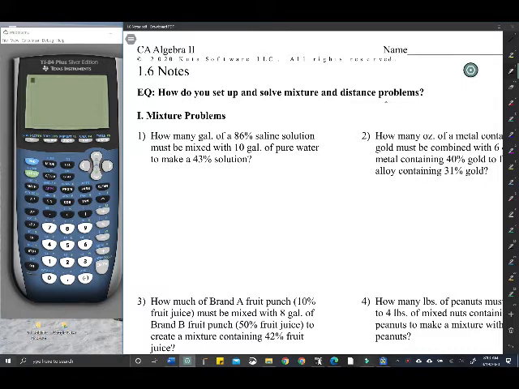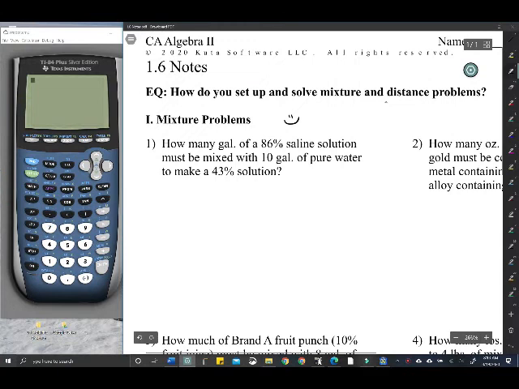So, starting off here, we're going to have to think a little bit. That's okay. And we're going to challenge you, and that's how you learn. How many gallons of 86% saline solution must be mixed with 10 gallons of pure water to make a 43% solution? A lot of times when mixing things, especially if you get into nursing and such, you're going to have to dilute solutions.